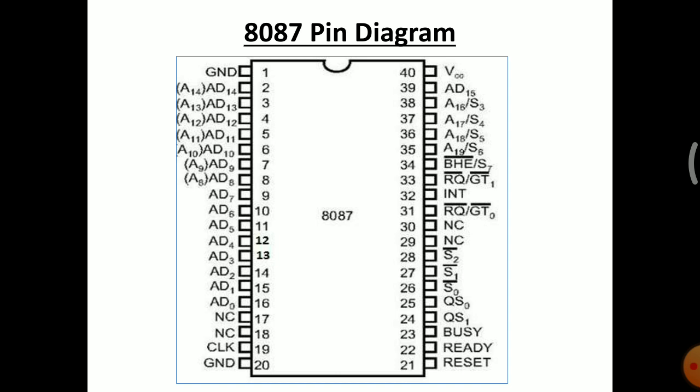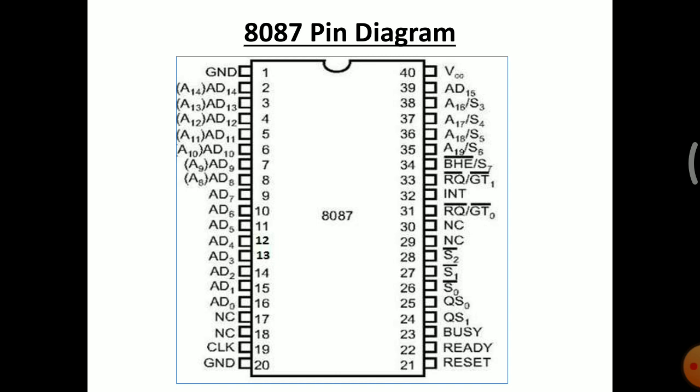INT pin is used for generating the interrupt. S0, S1, S2, again these are the status pins. They will be deciding what operation is currently going to be performed by the 8087 math coprocessor, various operations such as memory read, memory write, IO read, IO write, etc. Such memory cycles or operation cycles will be indicated by these status pins S0, S1, S2.